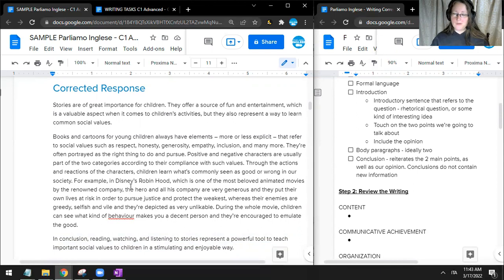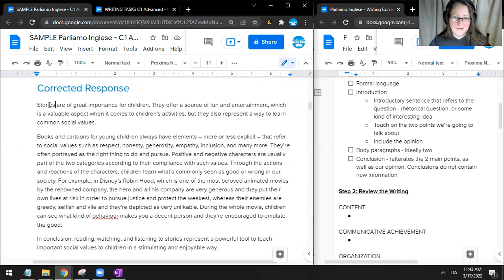Typically, we get better points for organization if we have 1 paragraph dedicated to 1 point, 2nd paragraph dedicated to the other point, they're sort of tied together because they all relate back to the opinion, and then we have our conclusion. So at first glance, I am a little bit worried. I won't lie, but let's read it and see what happens.